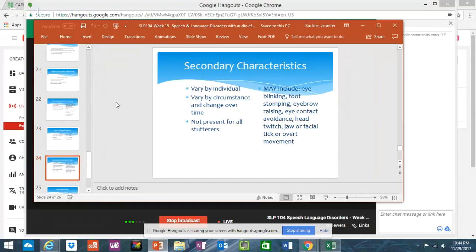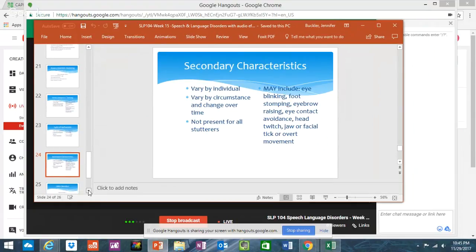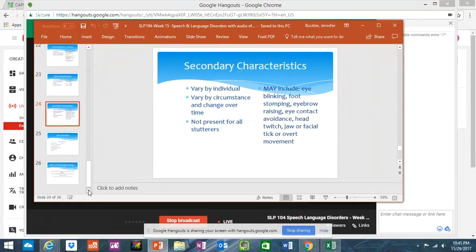Secondary characteristics are physical concomitants or concurrent behaviors. They are very different individual to individual. They could include eye blinking, eye twitch, jaw and facial movements or tics, overt movements in eye contact, raising eyebrows, stomping, swinging of the arms. Not all stutterers exhibit secondary characteristics, and it is, like I said, very particular to each individual.